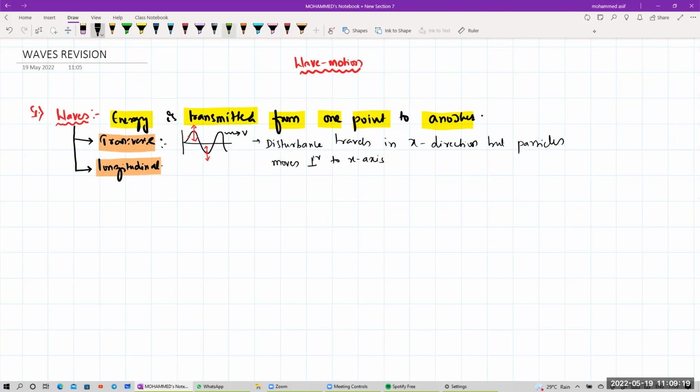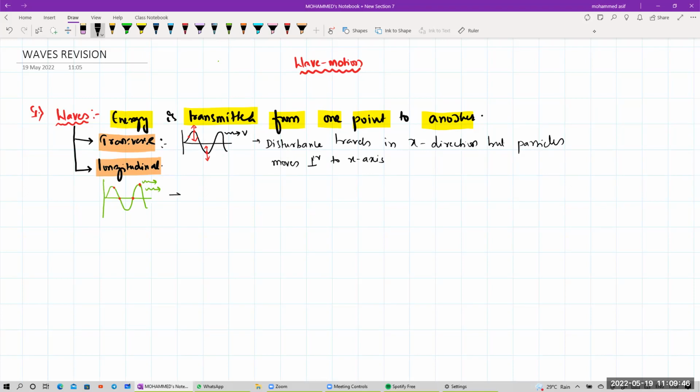In the same way, if I'm talking about longitudinal waves, what is happening? If I'm taking this one as the wave, the wave is no doubt moving in the front direction, and the particle associated with that is also moving in the same direction. Is that clear? So the wave is in the positive x-axis and the particle is also in the positive x-axis.